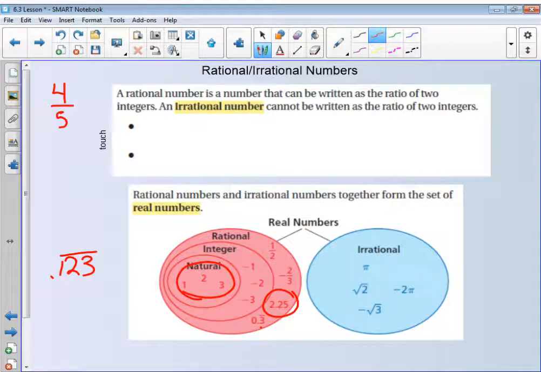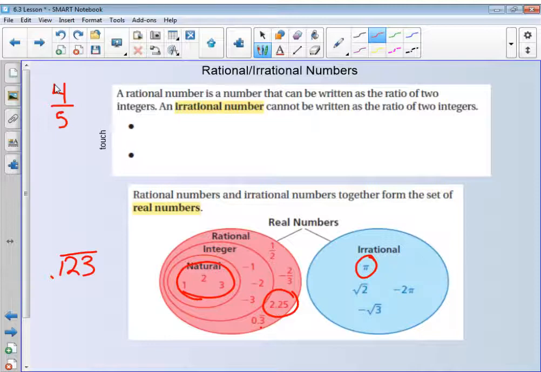Irrational numbers, on the other hand, are going to be what I would call those crazy numbers. If I asked you to memorize those, you would say you're crazy. Those are numbers that never end. They're non-terminating. Okay, so some examples of irrational numbers would be pi. Now we use 3.14 for pi, but that's just a rounded number. Pi is actually a non-terminating number that continues forever.